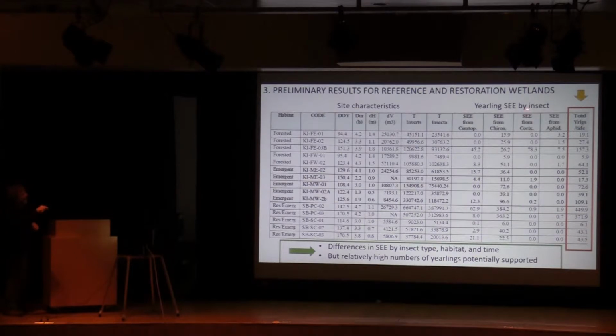And if you look at what insects make it up, it's by far the midges. But in some cases, for instance this forest site, we're getting a lot of other creatures coming out too. So it varied across the different sites, and it varied across the different habitat types. But essentially, for each tide, we're getting a significant number of yearling salmon that can be supported by the energy coming out.